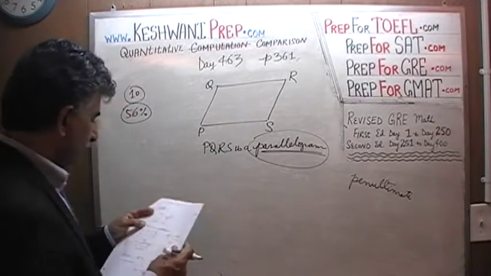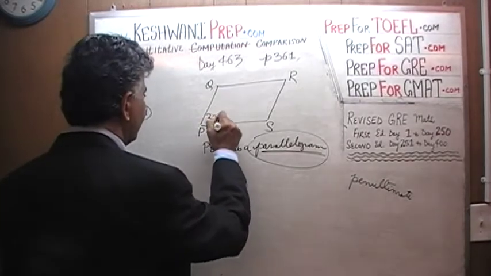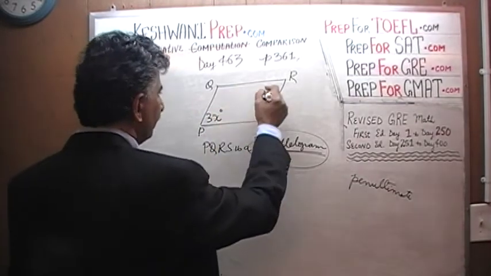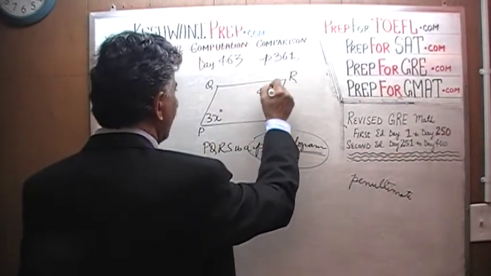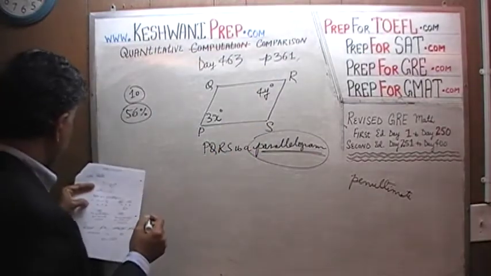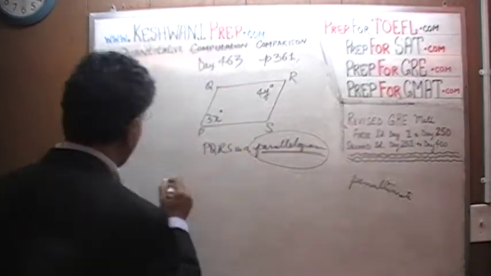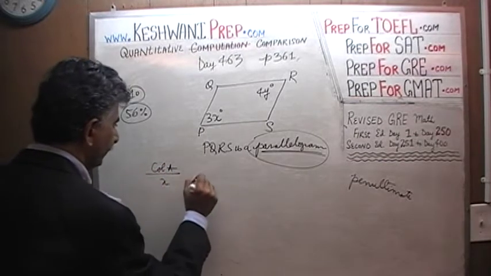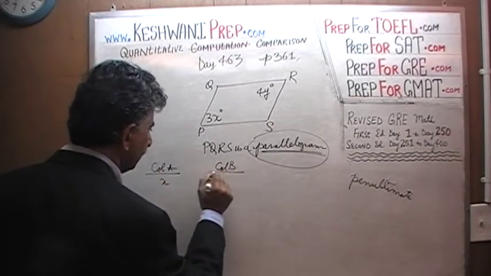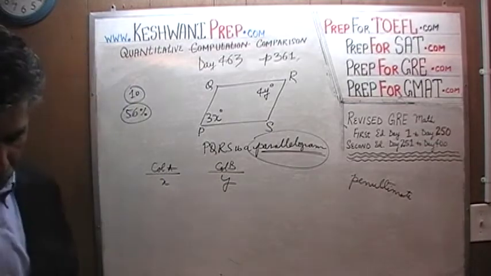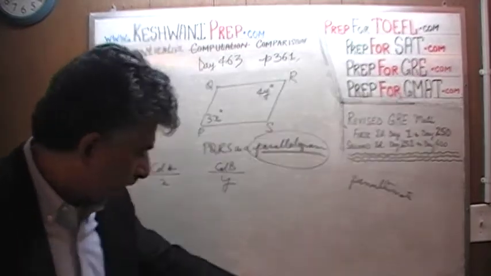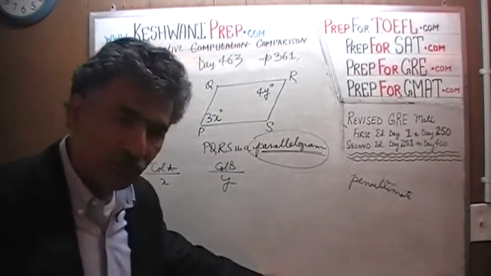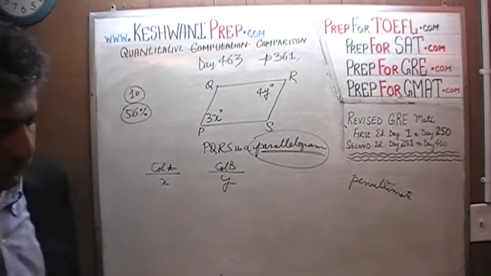Here's the problem. We are told that this angle is 3x degrees, and this one is 4y degrees. What we're being asked to compare is column A, which is x, versus column B, which is y. I will be quiet now. I'll get out of your way. I'll give you 5 seconds to pause and unpause the video. Solve the problem yourself.